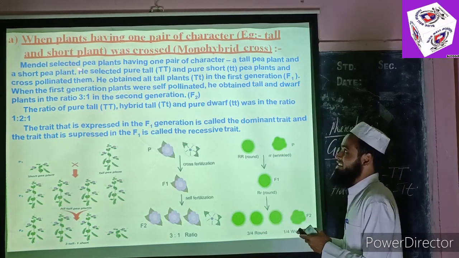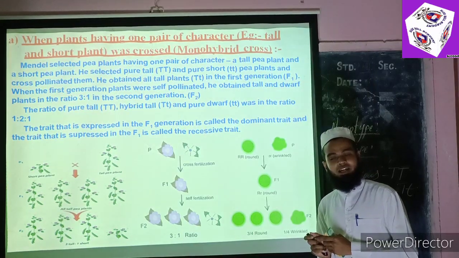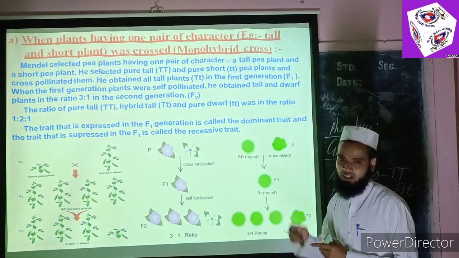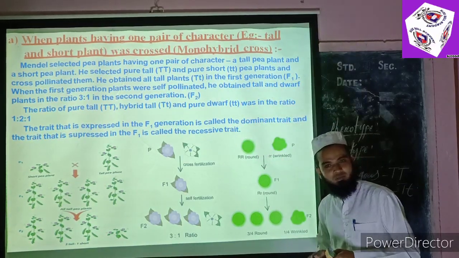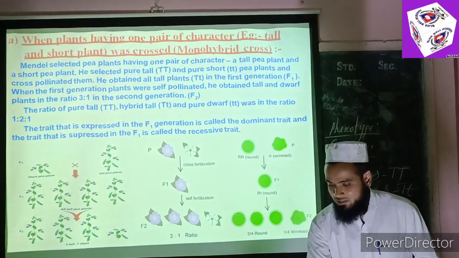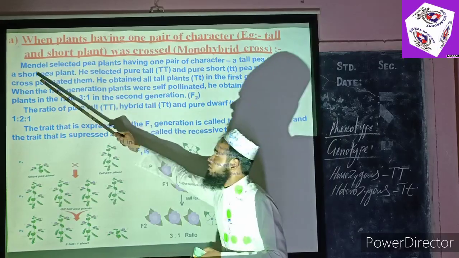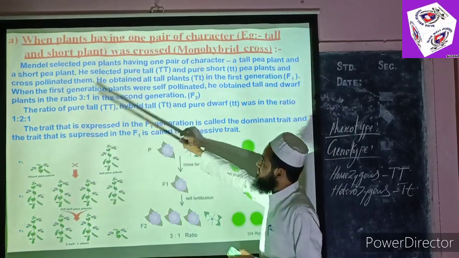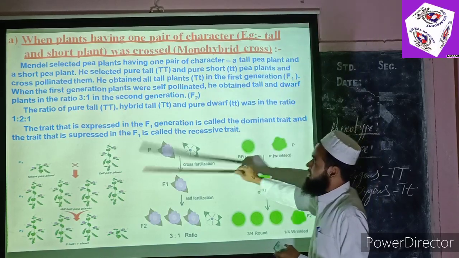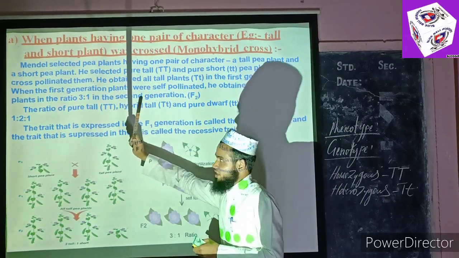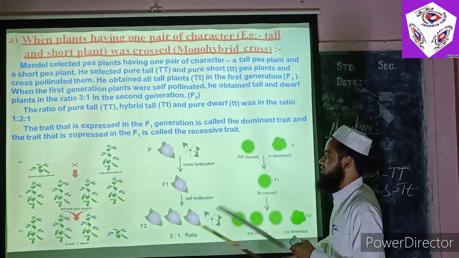So Mendel selected the pea plant having only one pair of characters. I said the pea plant has how many characters? Seven pairs of contrasting characters, but he is going to select only one pair, and cross a tall pea plant with a short pea plant. He selected a pure tall and a pure dwarf pea plant, did cross-pollination, and obtained all the plants. You can see that here.